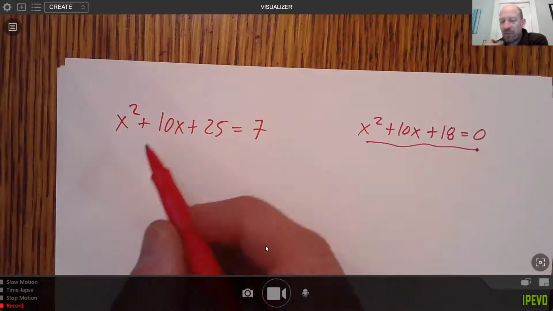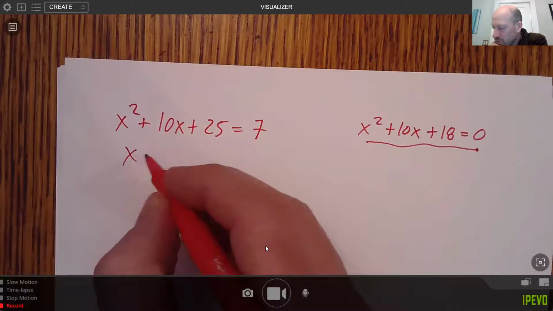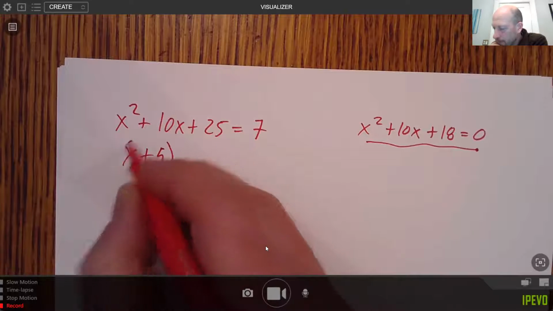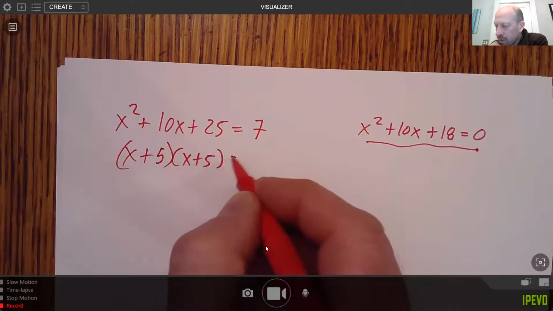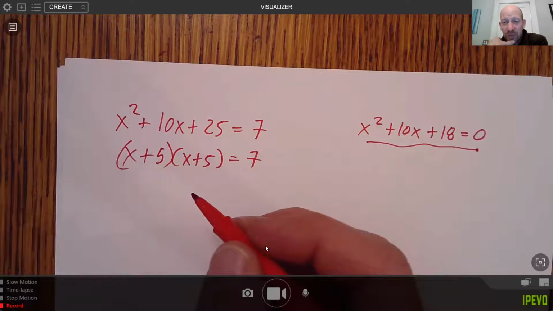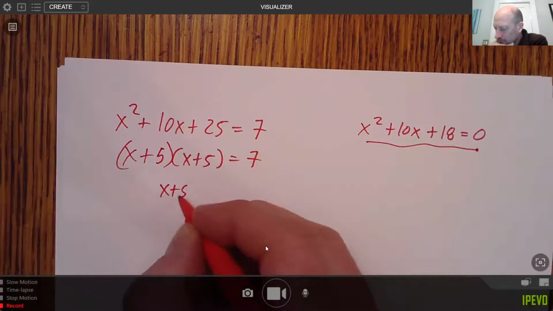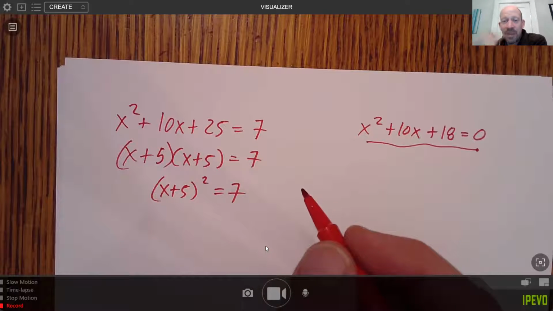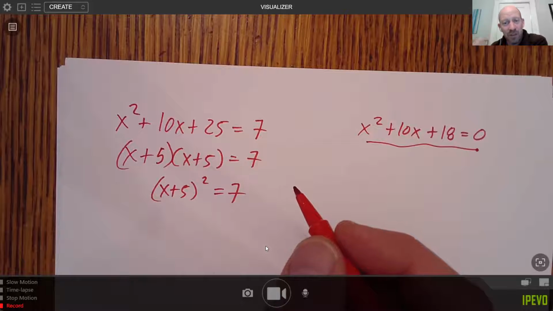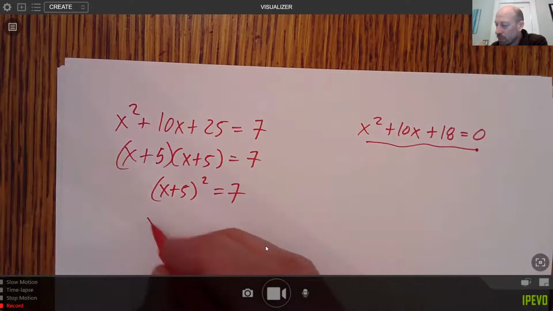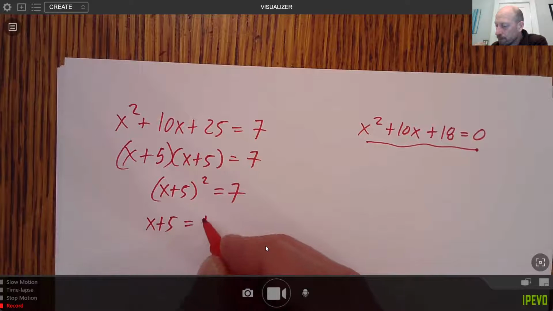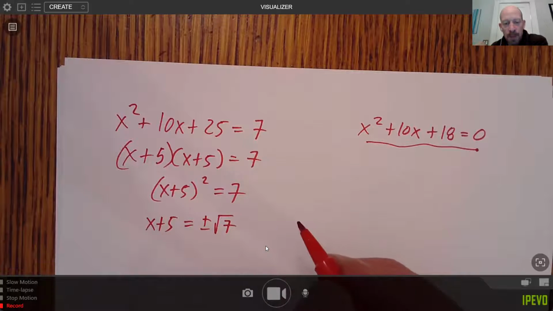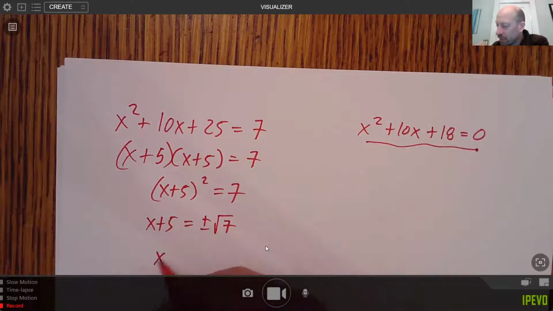But in this case, the factoring is going to be kind of special, because it's x plus 5 and x plus 5. And that gives me x plus 5 squared. And this, you should notice, looks just like the last problem we did, right? Something squared equals a number. That's a square root property. I can subtract the 5, and there are my two solutions.